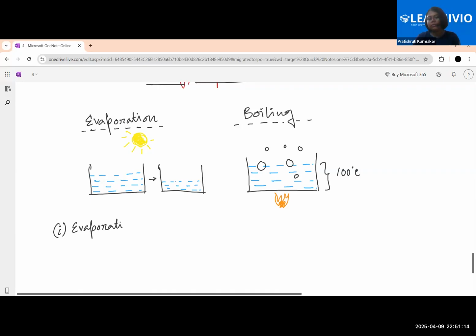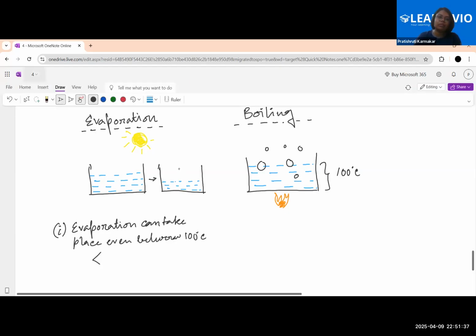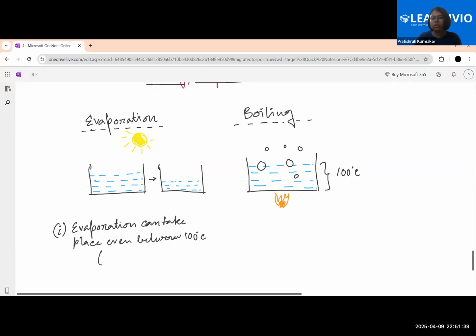Evaporation can take place even below 100 degrees centigrade. Let's say it's around 35 degrees centigrade or more, okay? At this range of temperature, evaporation starts. It doesn't need 100 degrees centigrade. This is the first point.